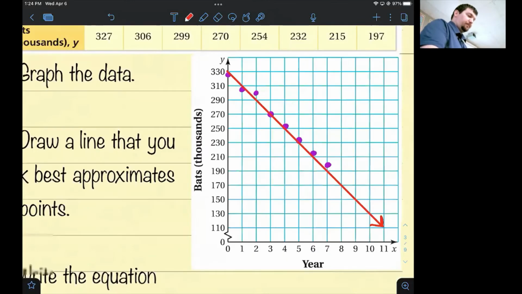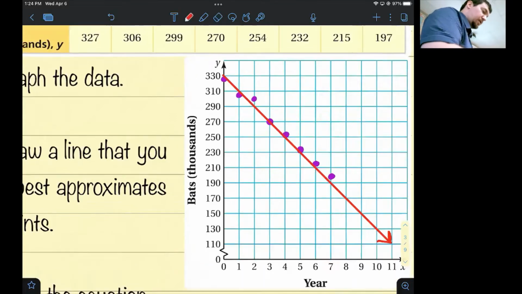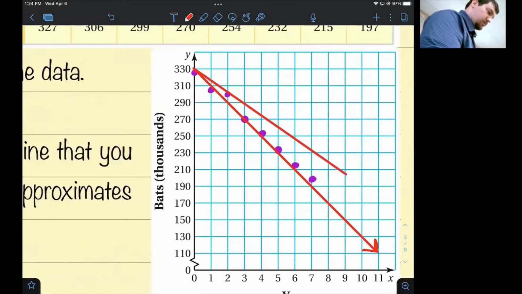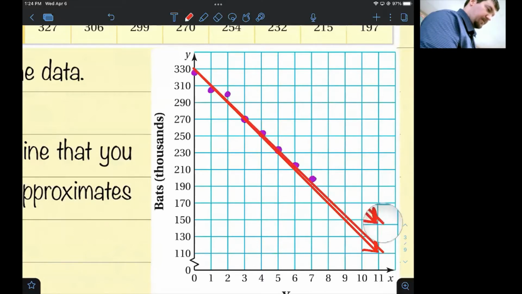My Notability auto-corrected that to form a 45-degree line. I don't have as many points above the line as I do below, so maybe I should try to fix that. Maybe a better trend line would be something like that. I think either way, they're pretty close.